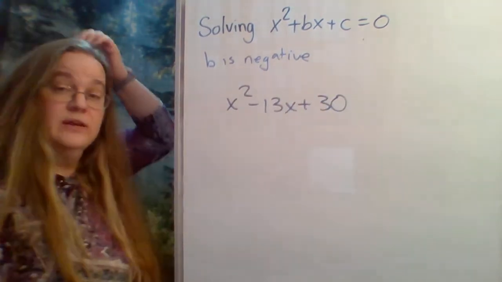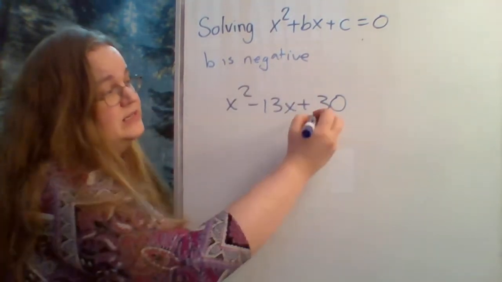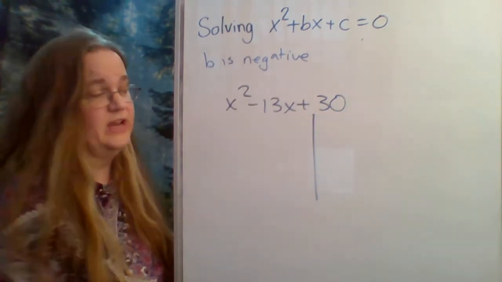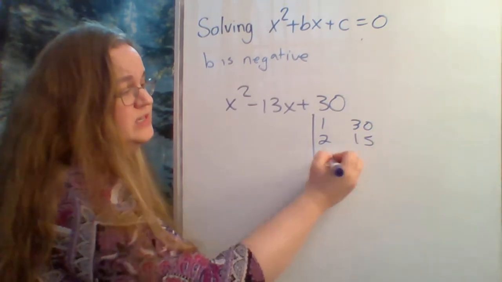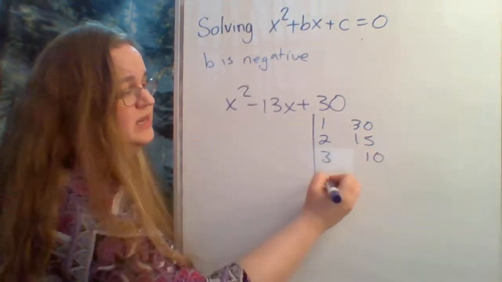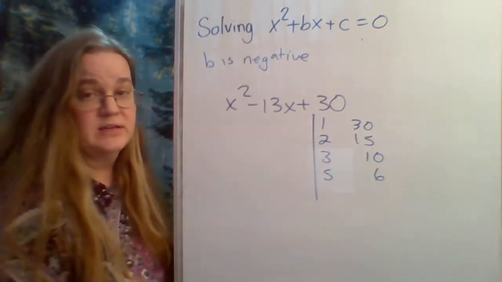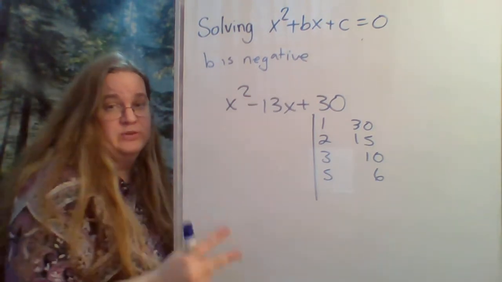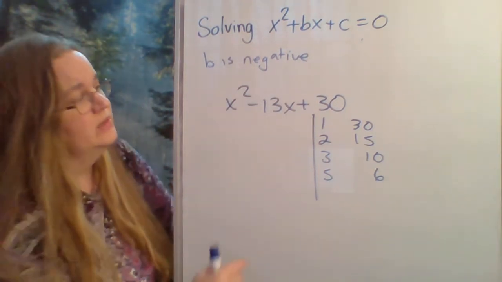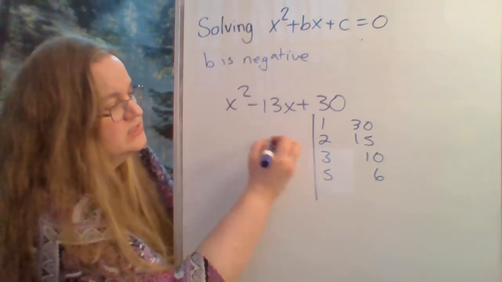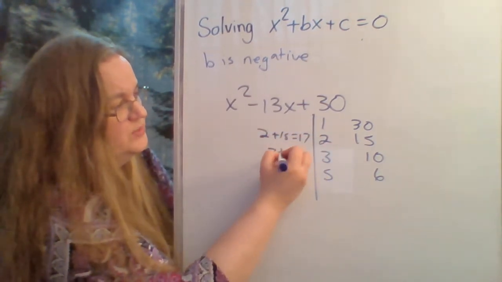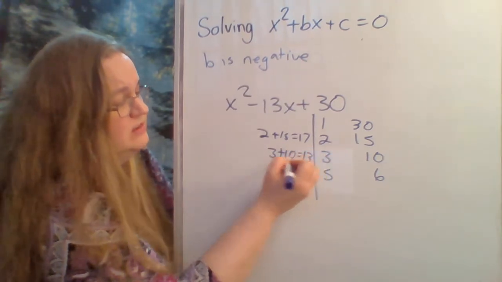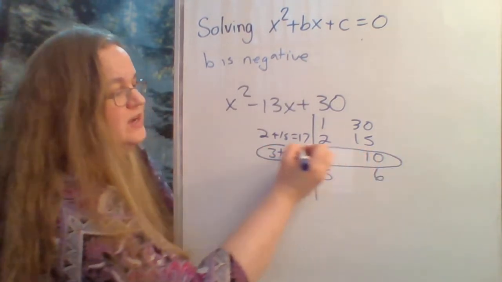Okay, so again, first step, take C, looking for factors. 1 times 30, 2 times 15, 3 times 10, 5 times 6. So we're looking for two things that when you multiply together give you 30. Looking at this, 2 plus 15, for instance, is 17, that's not going to work, but 3 plus 10 is 13. So these are my common factors.